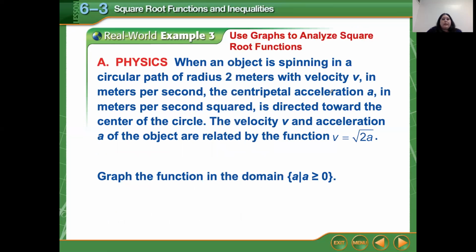All right, so real world example, we have used graphs to analyze the square root functions. So when an object is spinning in a circular path of a radius of 2 meters with a velocity v in meters per second.